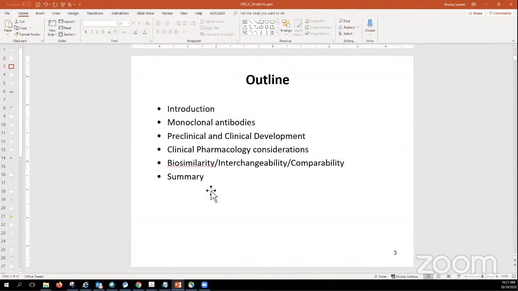Here's a brief outline of my presentation. It would be introduction, followed by the monoclonal antibody introduction, followed by some aspects of preclinical and clinical development, and also clinical pharmacology considerations, which are important for developing biologics and monoclonal antibodies, followed by some concepts about biosimilarity.